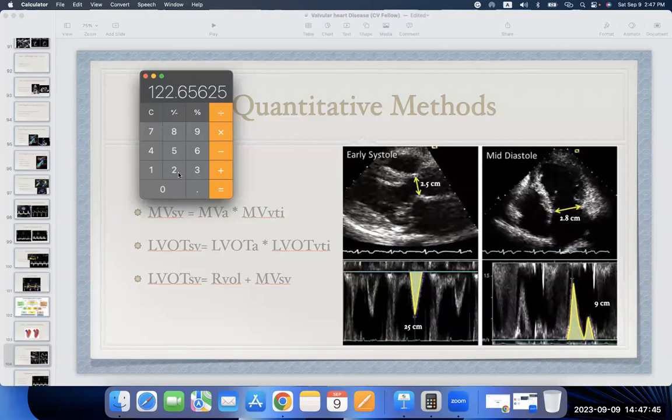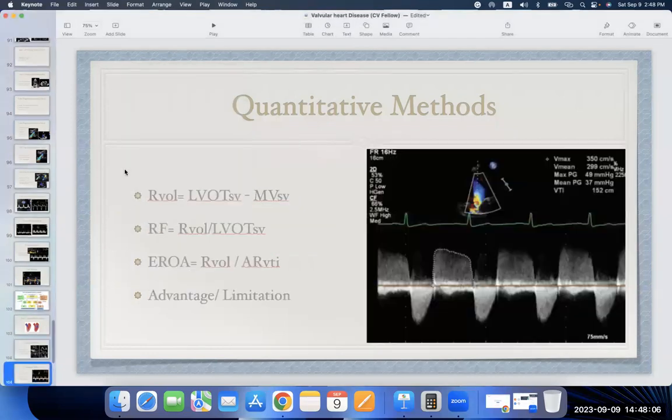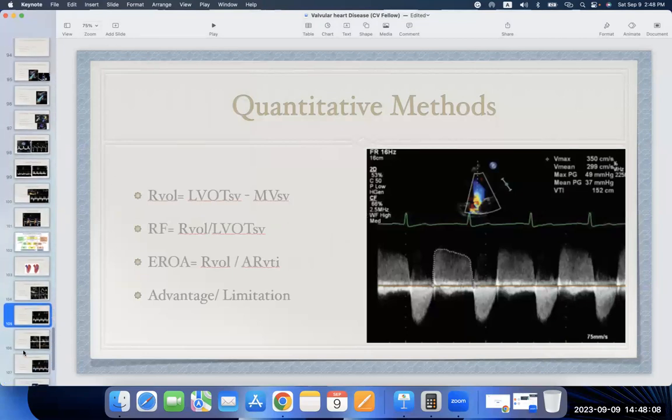Let's say we got 55. So it's going to be 67. So this is the regurgitant volume, 67. And if you divide it by 122, which is the LVOT stroke volume, you will get the regurgitant fraction, which is 55%. And if you want to calculate the effective regurgitation orifice, we said 67, the volume.